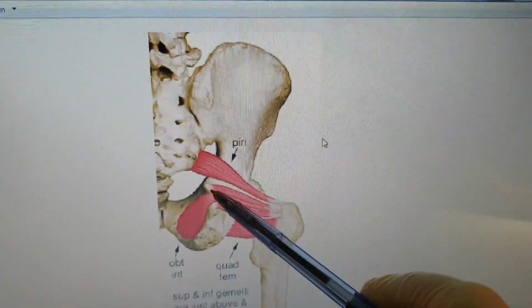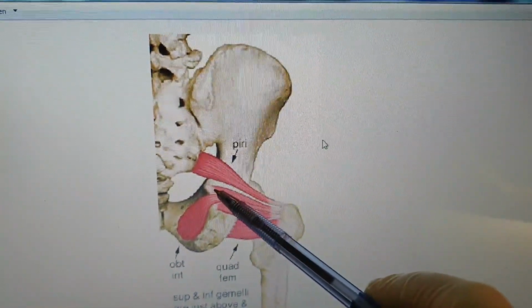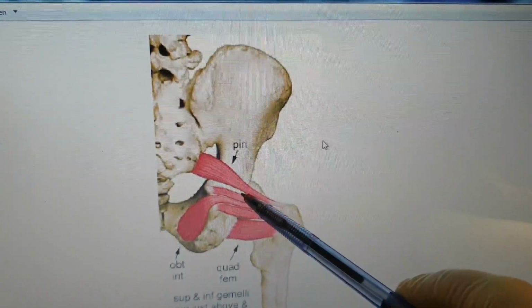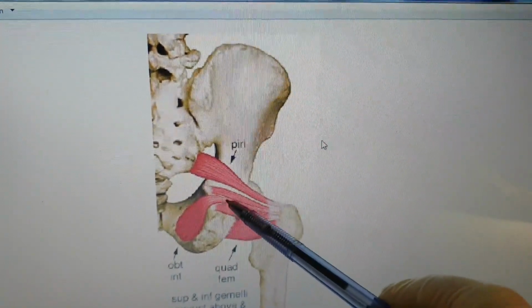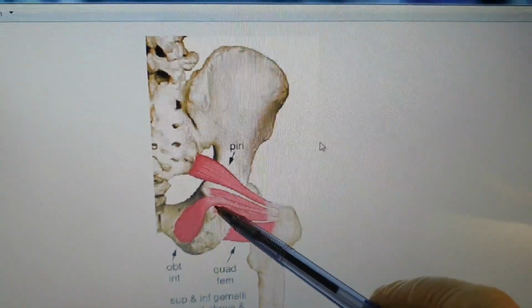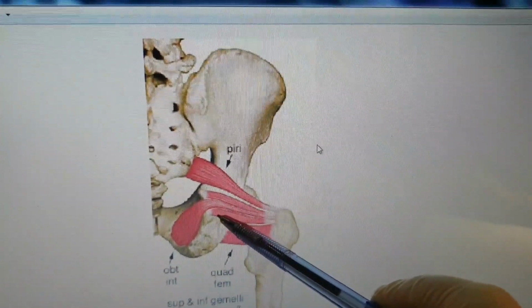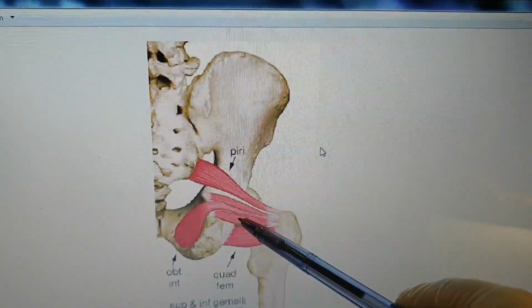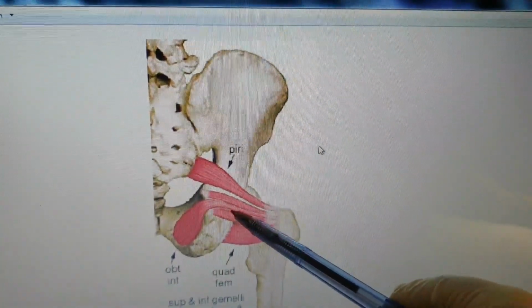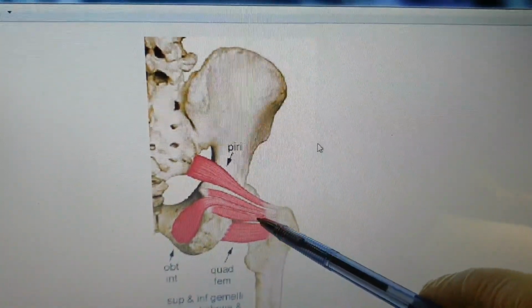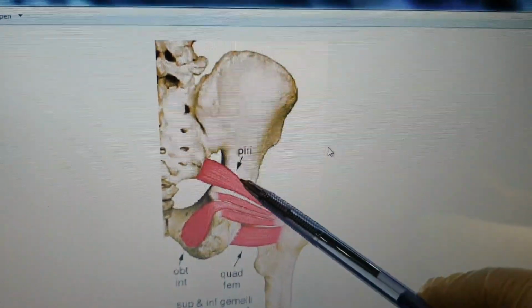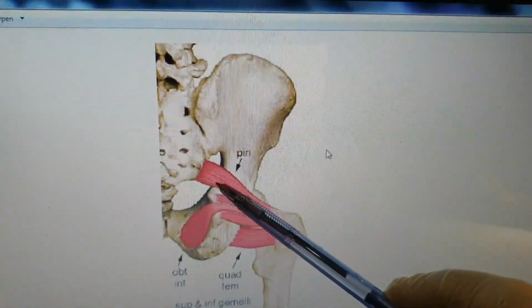Now this is the upper margin of the lesser sciatic notch, giving the origin to the gemellus superior, which is running along the tendon of the obturator internus. At the lower margin of the lesser sciatic notch you can see the origin of the gemellus inferior, which is running on the inferior aspect of the tendon of the obturator internus. Now this muscle is the piriformis.